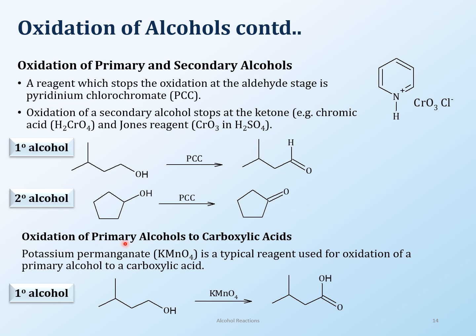For a primary alcohol to go to a carboxylic acid, all the way to the other side, you need a strong oxidizing agent. And the strong oxidizing agent is KMnO4, potassium permanganate. That's usually a very good oxidizing agent to use. So it will take you all the way to carboxylic acid. Again, remember, only primary alcohols.